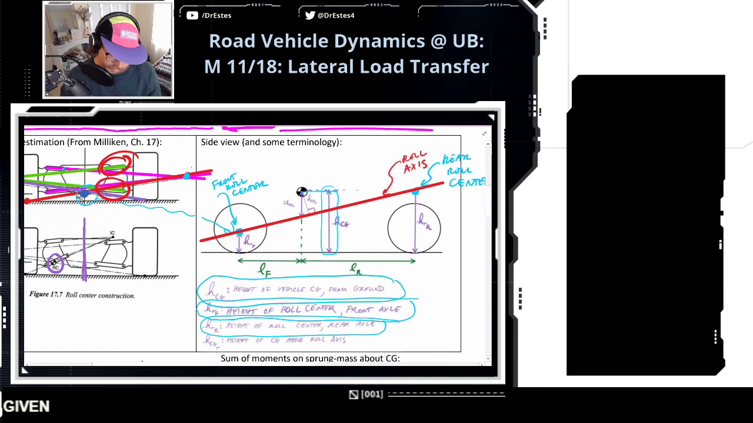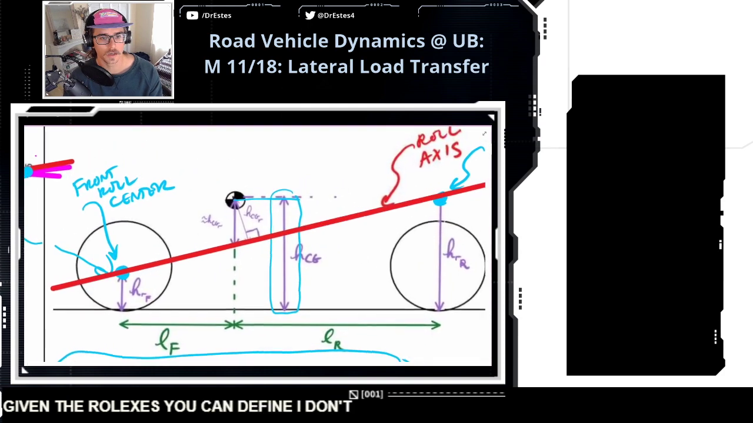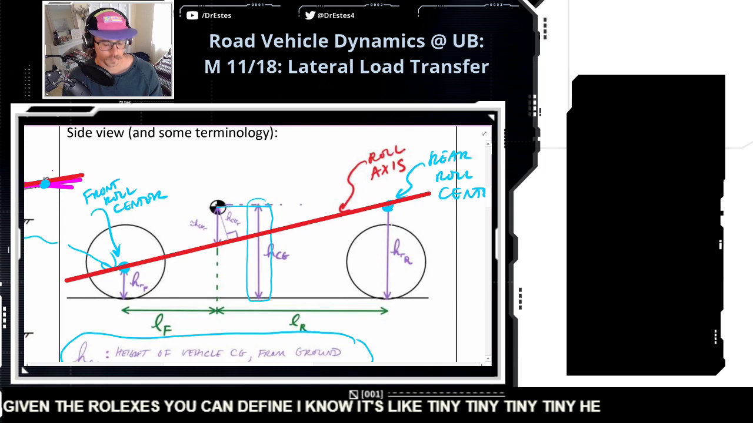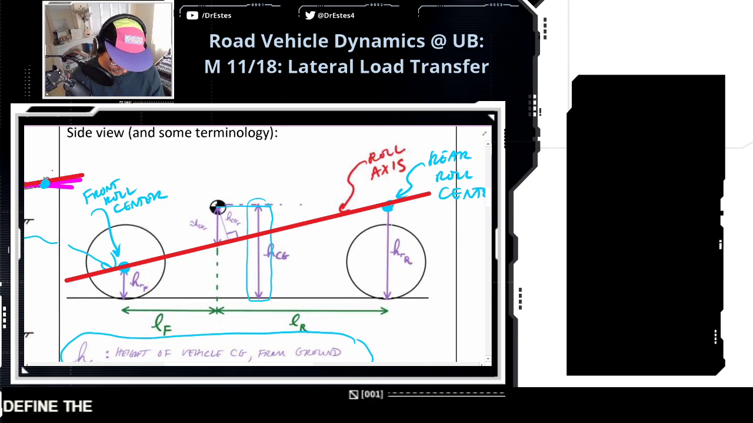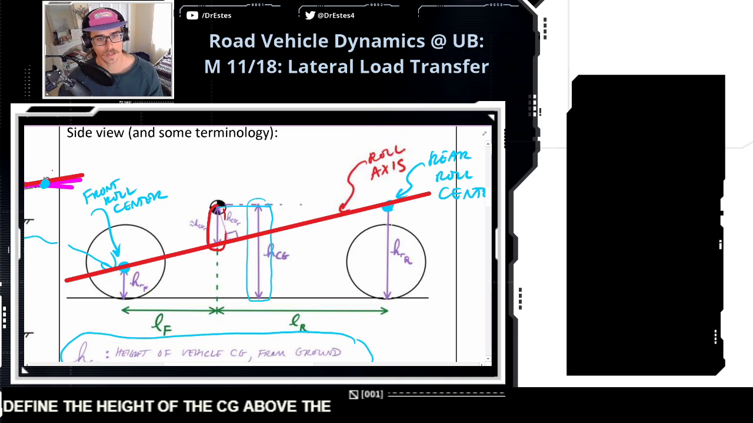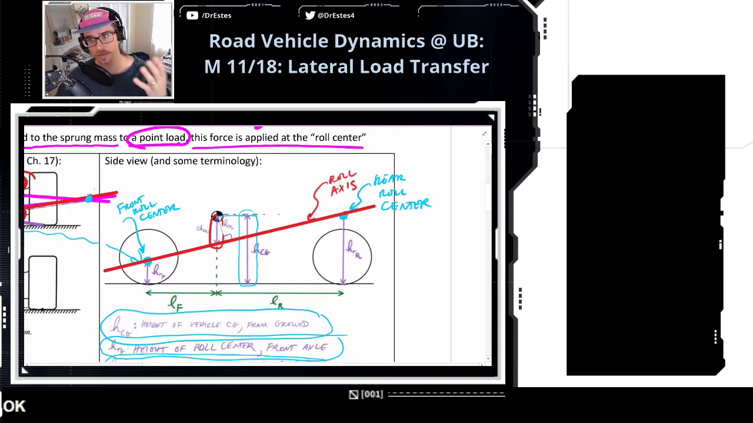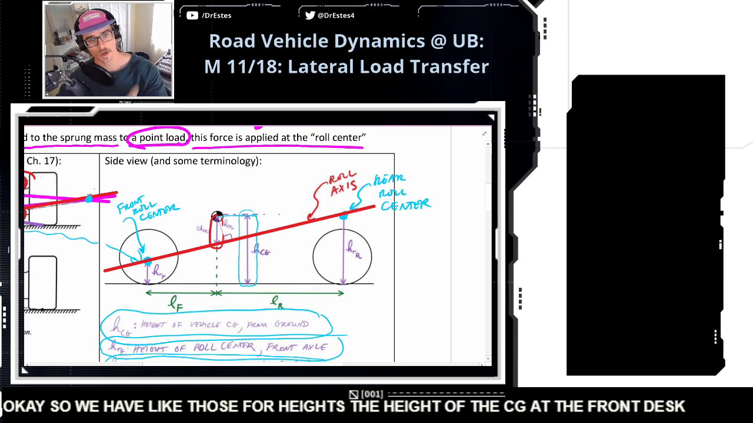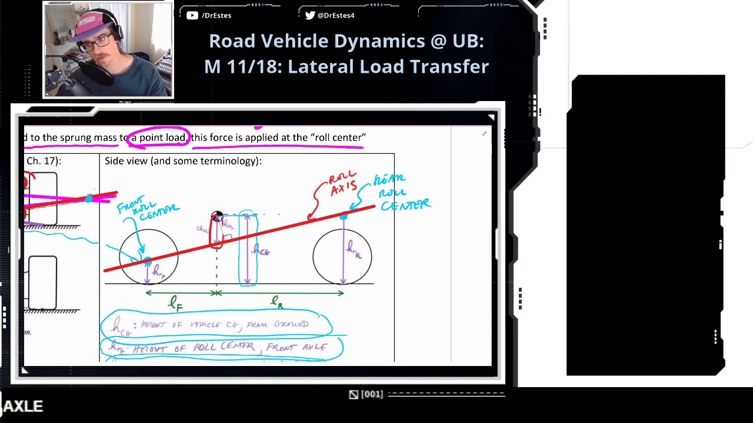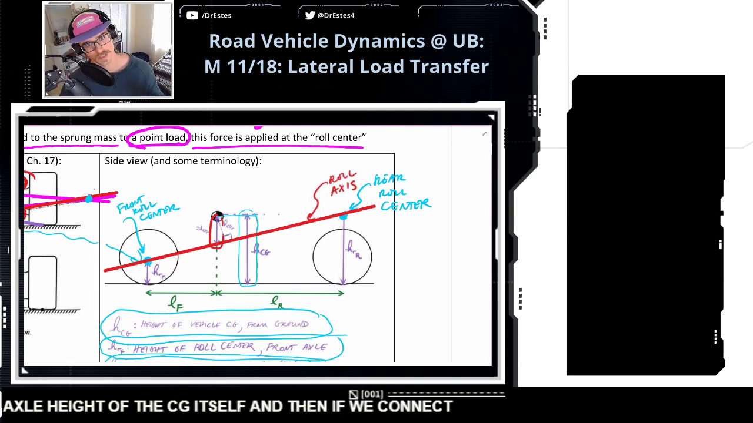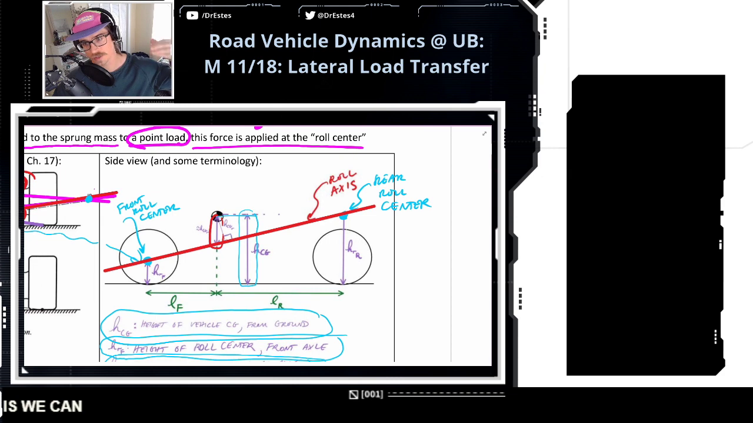Now, given the roll axis, I know it's tiny here, you could define the height of the CG above the roll axis. That's going to become important too. Okay, so we have those four heights: the height of the roll center at the front axle, rear axle, the height of the CG itself, and then if we connect the roll centers, we get a roll axis. We can get the height of the CG above the roll axis.